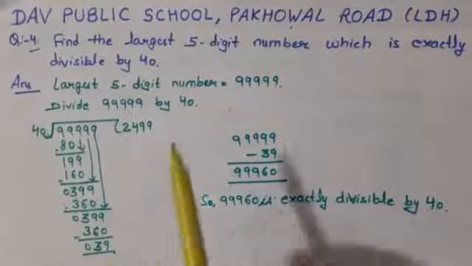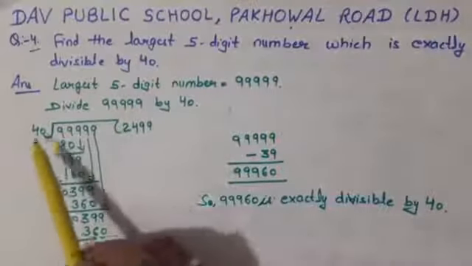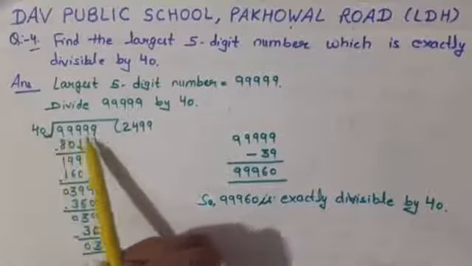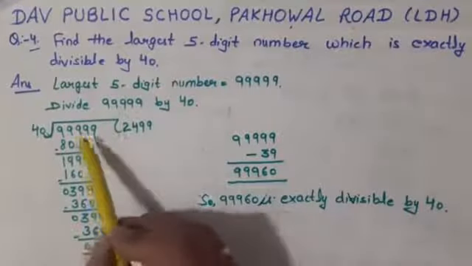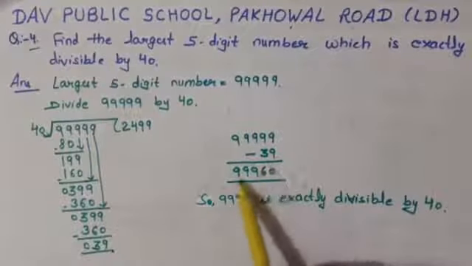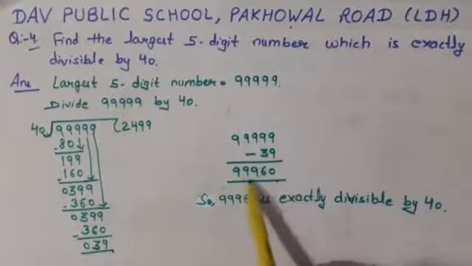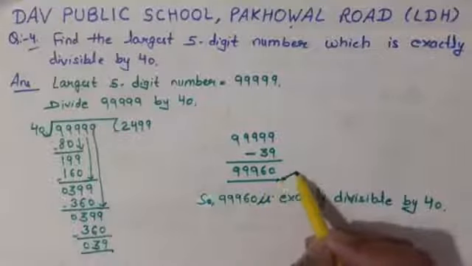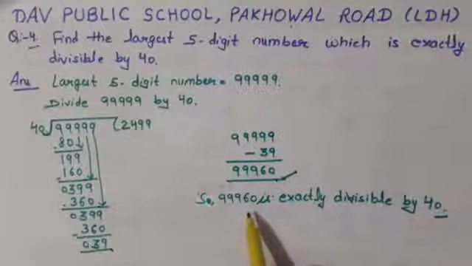Now see here, you have to find the largest 5-digit number. And when you have divided this largest 5-digit number by 40, you have got a remainder, and that remainder is 39. That is, 39 is extra. So we subtract 39 from this largest 5-digit number. So what did we get here? You subtract 39 and you have got 99,960. So this number will be exactly divisible by 40. And this is your answer, right?